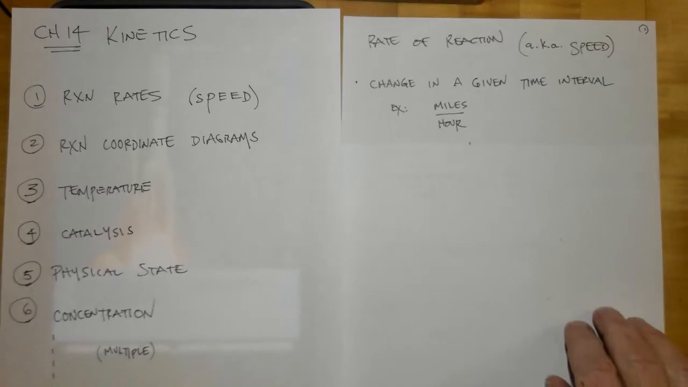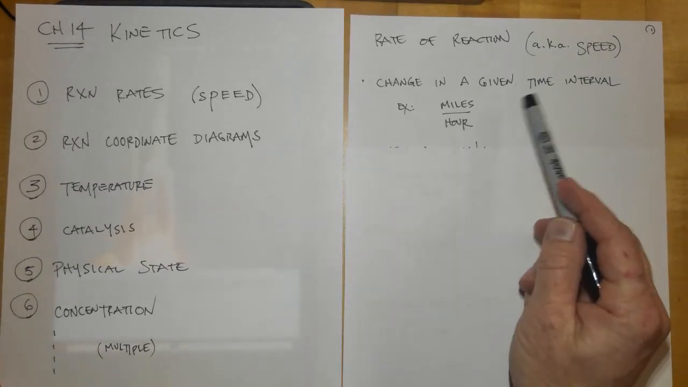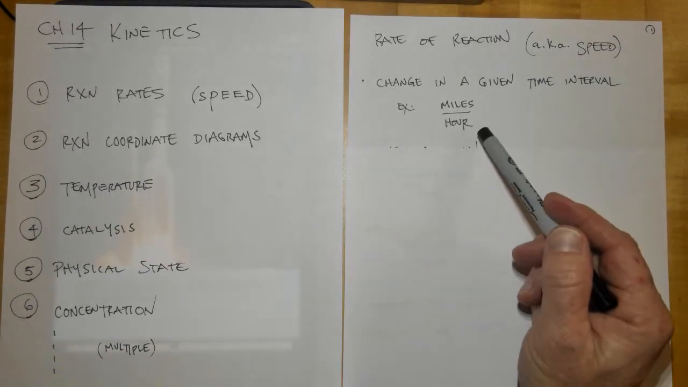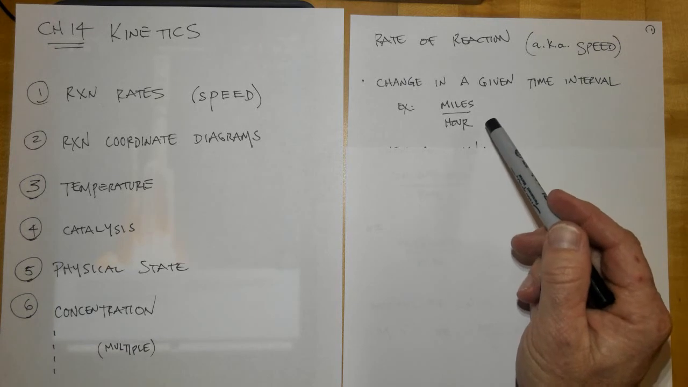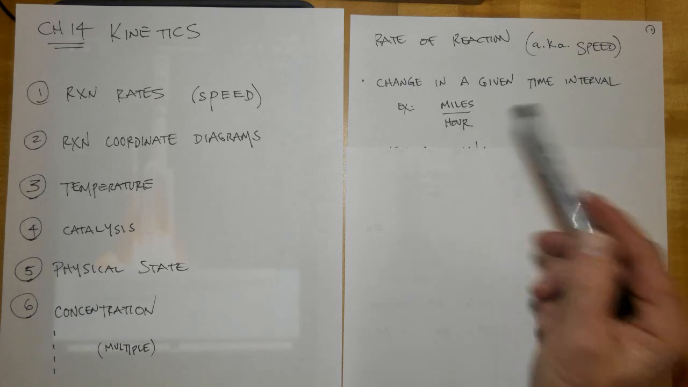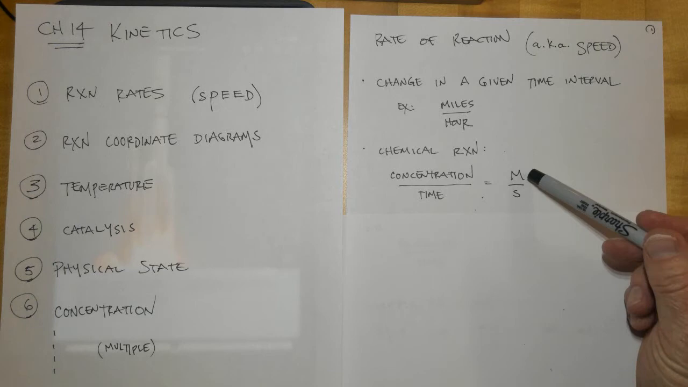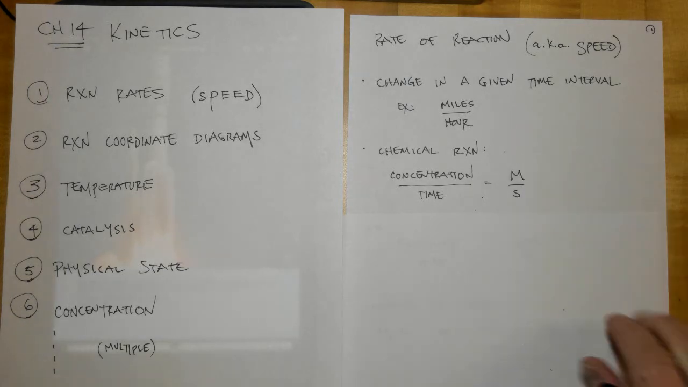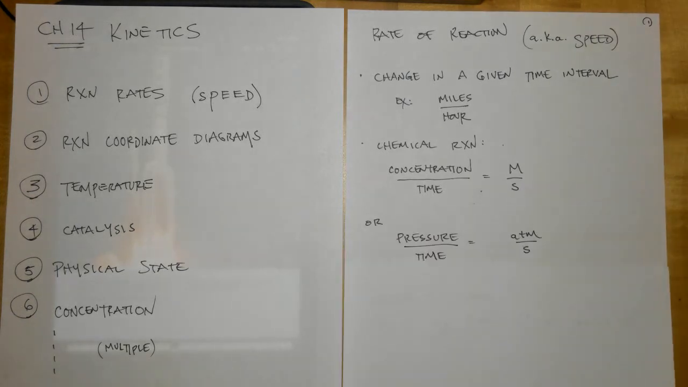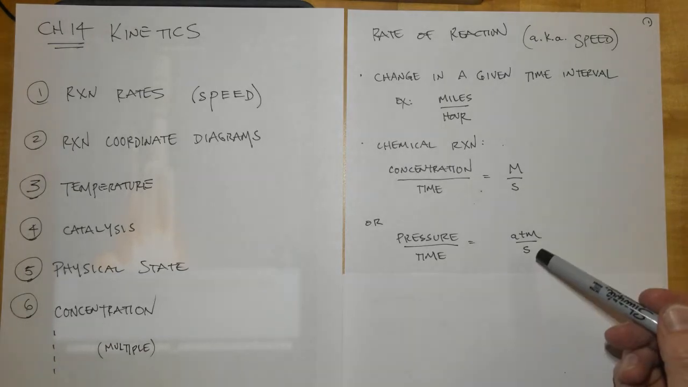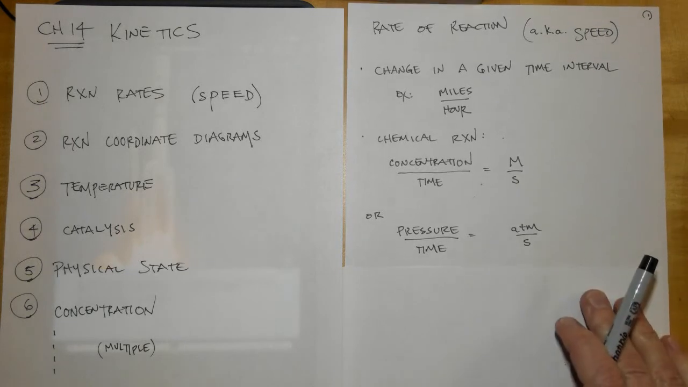So rate or speed of a reaction is the change in a given time interval. So for example, we look at our car and we say there is a rate or a speed to that, and we measure it in miles per hour. Well, in chemical reactions, we look at it as how the concentration or the pressure or the amount of a substance changes per unit time. So for instance, molarity per second is a good example of that. Or if it's a gas, it could be pressure per second or per minute or per hour or per day, depending on how fast the reaction is.